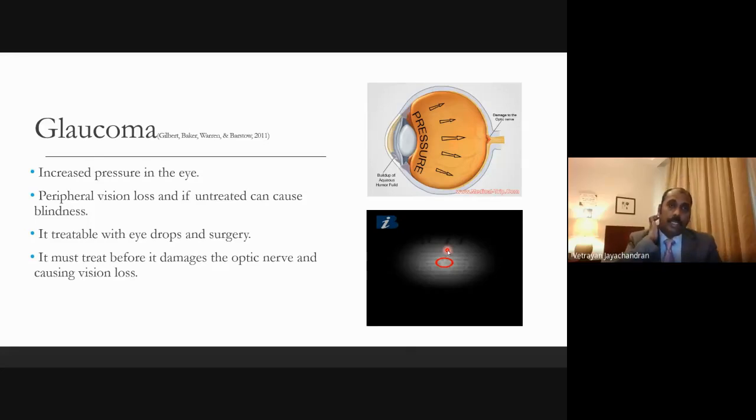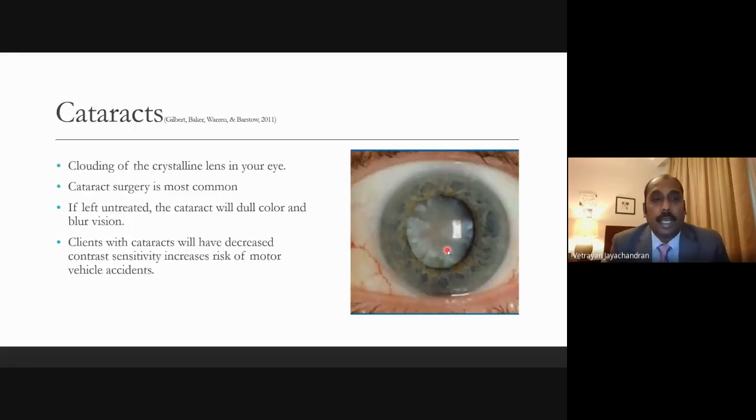So this glaucoma can be treated with eye drops or with surgery. So it is treatable. If the person has this kind of pressure, usually they will check the pressure when you go for a regular eye checkup. So they will be checking the pressure of the eyes also. And it must be treated before it damages the optic nerve. If the optic nerve is damaged, it is difficult to recover, because it falls under the posterior aspect of the eye and it is difficult to treat the problems.